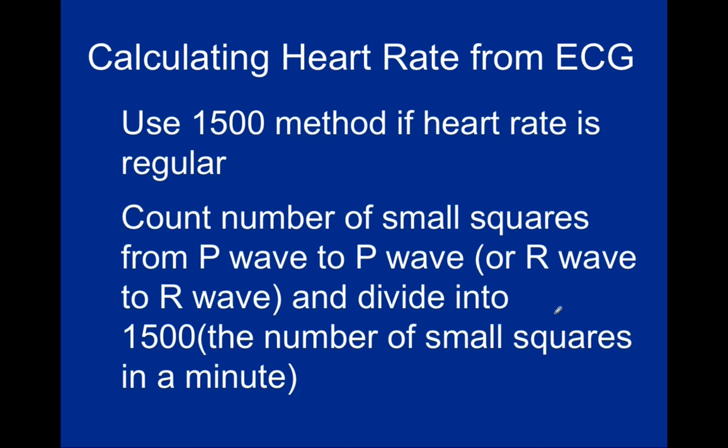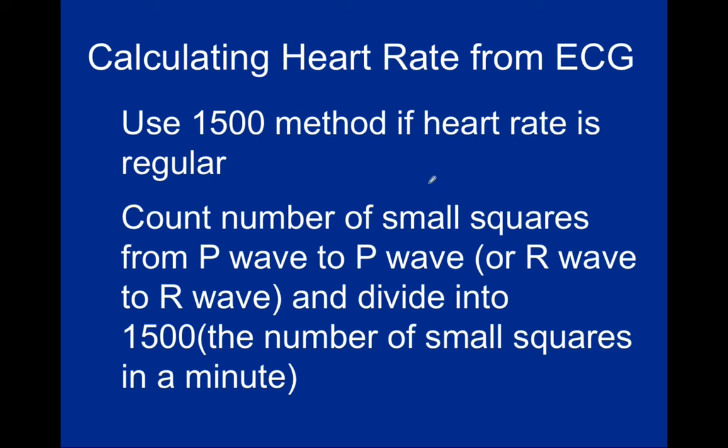Now, the third method, and this will probably be the one that I would recommend that you use the most because the mathematics are probably the easiest, is the 1500 method. The 1500 method simply takes the amount of small squares in one complex and divides it into 1500, which is the total amount of small squares in 1 minute.